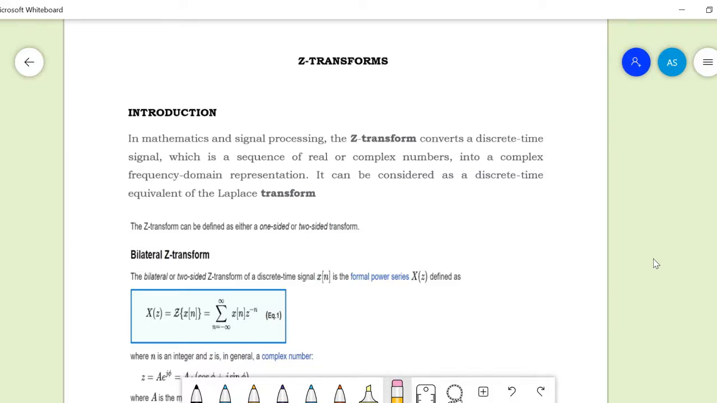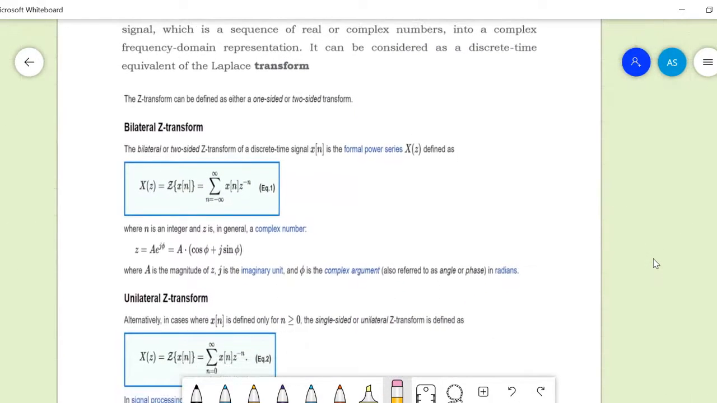The Z-transform can be defined as either a one-sided or two-sided transform. First one, bilateral Z-transform. The bilateral or two-sided Z-transform of a discrete time signal x of n is a formal power series which is defined by X of z equals summation n ranges from minus infinity to plus infinity x of n z power minus n. So here z is a complex number and it can be described as A into cos phi plus j sin phi, and j is the imaginary unit.